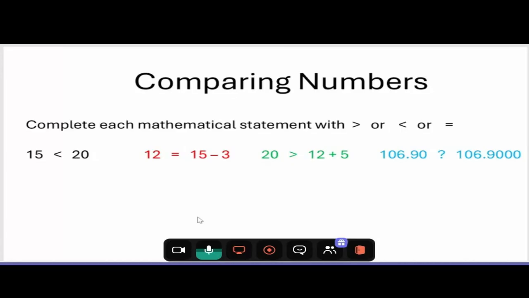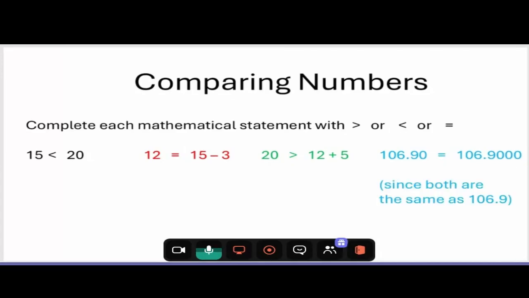And here we see we've brought our trailing decimals in. That 0 there doesn't need to be there, so this is actually 106.9. And none of those 3 zeros need to be there, so this is also 106.9. Those numbers are equal because they're both the same as 106.9.